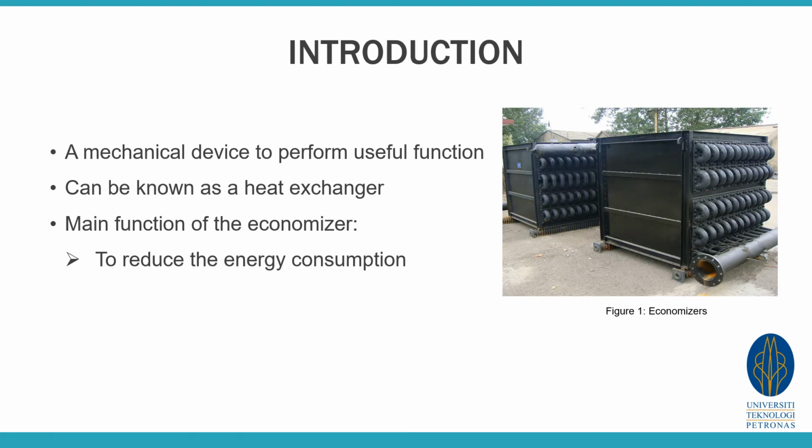Without further ado, I will start with the introduction. What is an economizer? An economizer can be described as a mechanical device, or can be known as a heat exchanger, to perform a specific function such as preheating the liquid before the liquid is transferred to the boiler. The main function of the economizer is to reduce the heat energy consumption when heating the water at the boiler, since the feed water is already heated in the economizer by capturing the waste heat, which is the flue gas, to maximize the use of the flue gas.